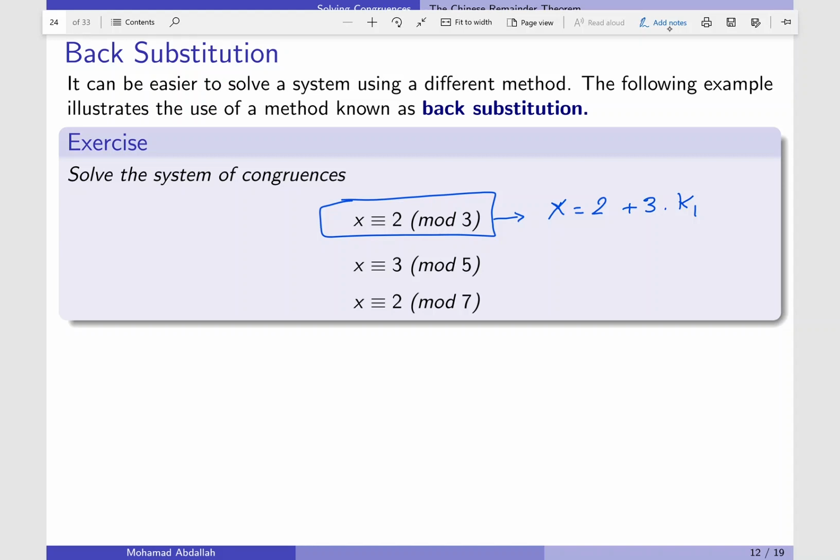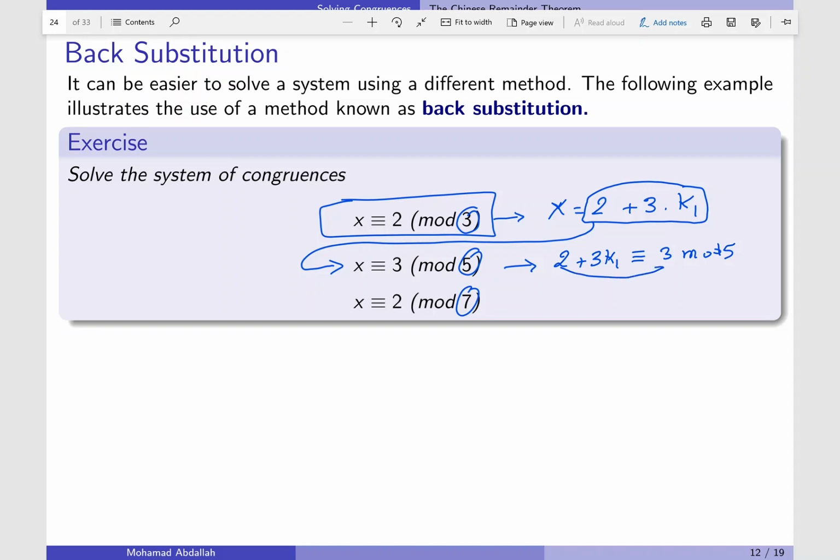And then I'm going to put this value instead of x right here. So instead of having 3 equations, I'm going to have 2 equations. I do substitutions until I have only 1 equation at the end. And of course, because these numbers are relatively prime, I will be able to solve at each time. So when I replace this here, this equation becomes 2 plus 3k1 is congruent to 3 mod 5.